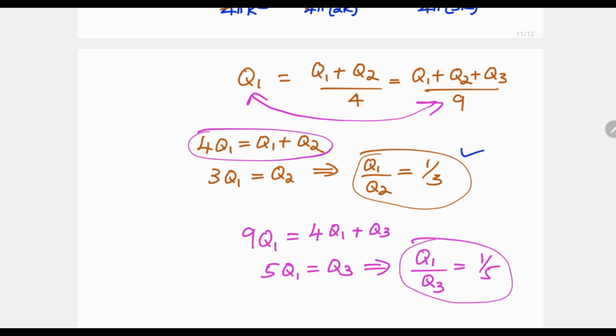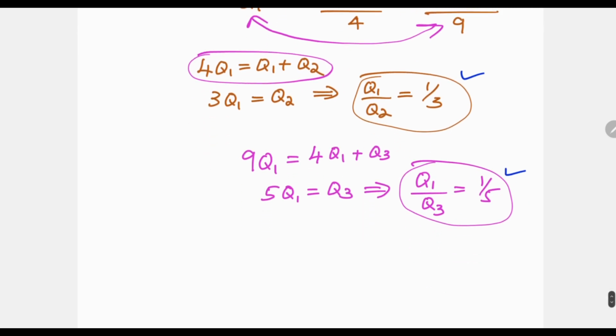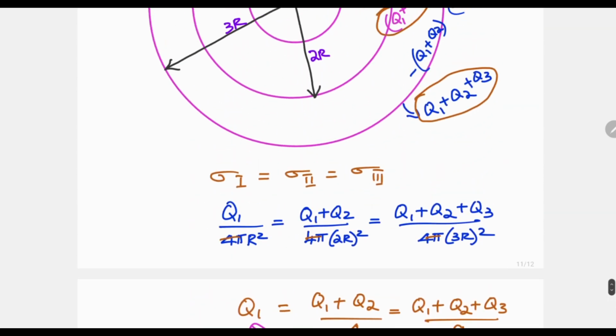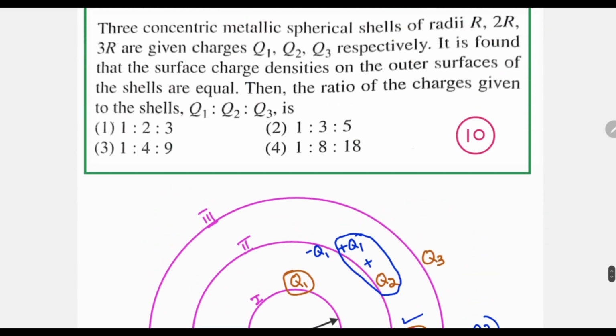Now two results we got. One is Q1 by Q2 equal to 1 by 3 and Q1 by Q3 equal to 1 by 5. When we combine these two results, we get Q1 is to Q2 is to Q3 equals 1 is to 3 is to 5. So our correct answer is 1 is to 3 is to 5.